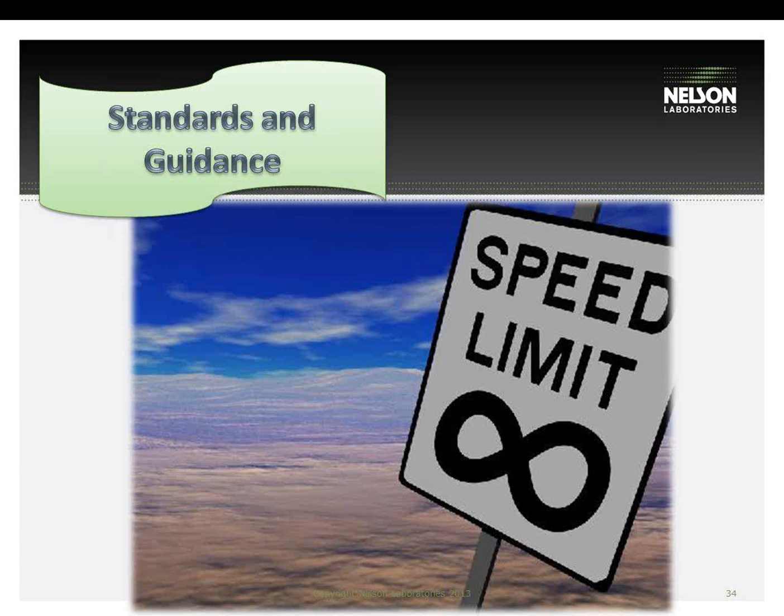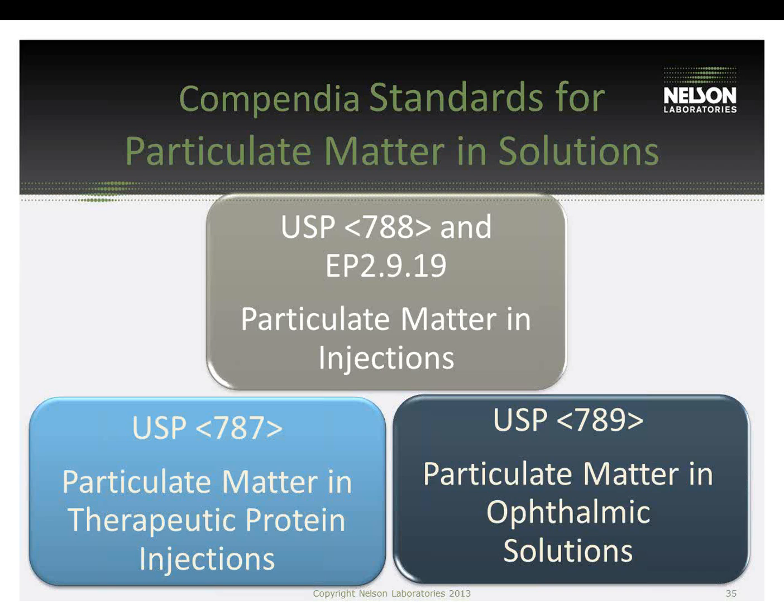And going over some standards and guidance, luckily in the subject matter of particulate matter in pharmaceutical products, we have quite a few guidance standards that help us out and a few compendia. The most common is USP 788. This is harmonized with EP 2.9.19 as of 2007, and this by far is our most common and frequently tested standard.